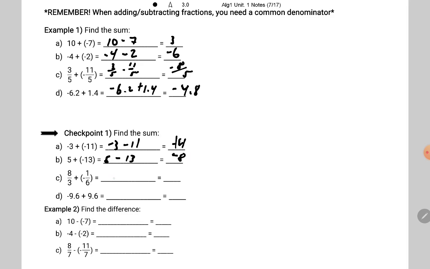So this one, the denominators are not the same, so remember I'm going to multiply this one by something, which in this case is 2, to make it the same. So 3 times 2 is 6, 8 times 2 is 16, so 16 over 6 minus 1/6 is 15 over 6. Negative 9.6 plus itself is 0.